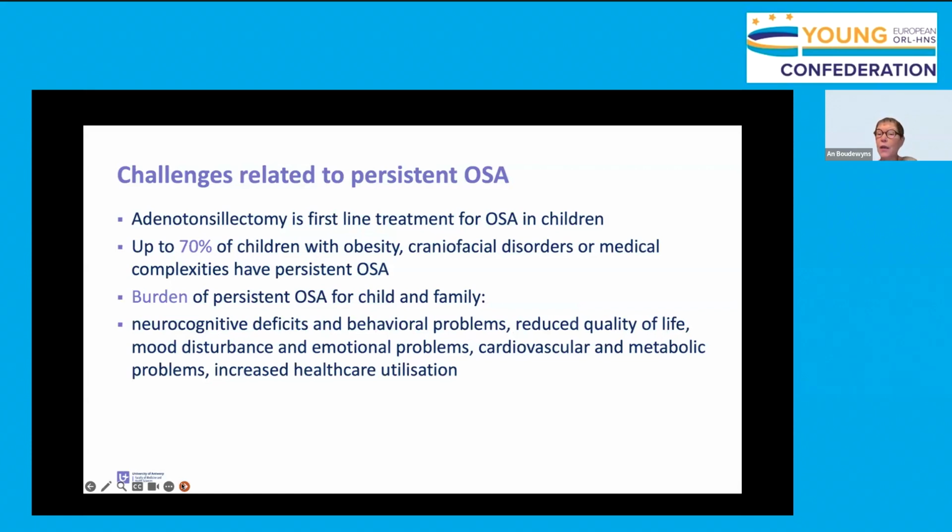It might result in long-term neurocognitive deficits, problems at school, learning difficulties, problems with attention, reduced quality of life, emotional problems, and also cardiovascular and metabolic problems. So overall, this comes along with an increased healthcare utilization.